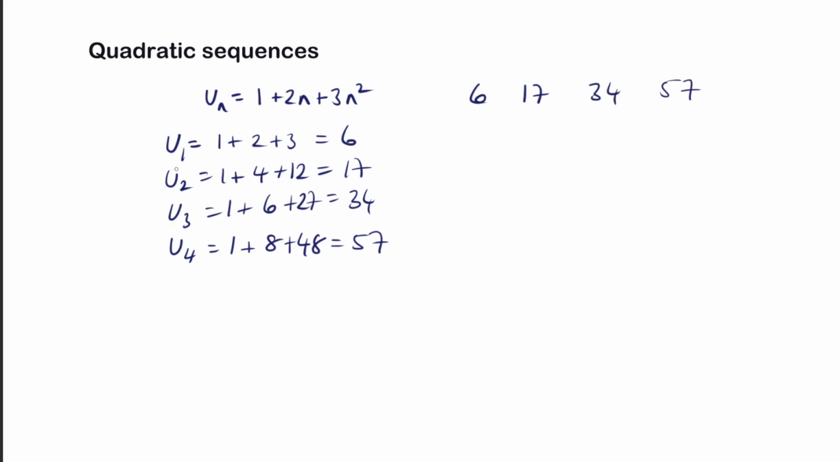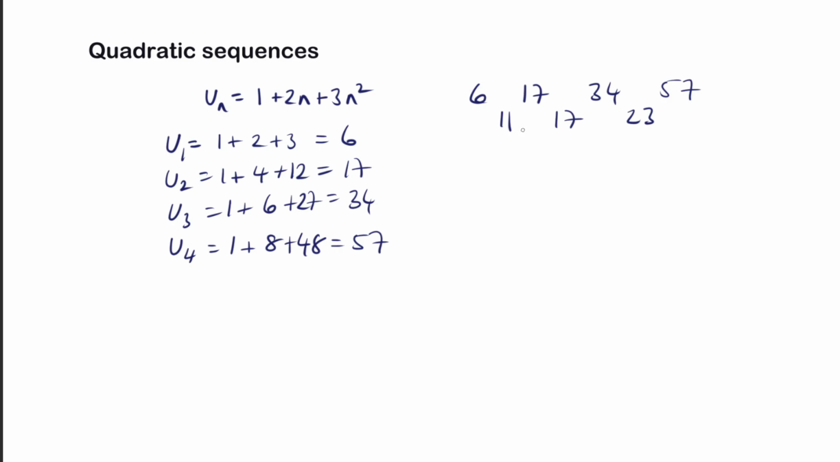Okay, now how will we know that we've got a quadratic sequence? What we're going to do is work out the differences between the numbers. Obviously we need to work out the difference between 6 and 17. In other words, what do you add on to 6 to get 17? Or basically 17 take away 6, which is 11. This one will be 17. This one will be 23.